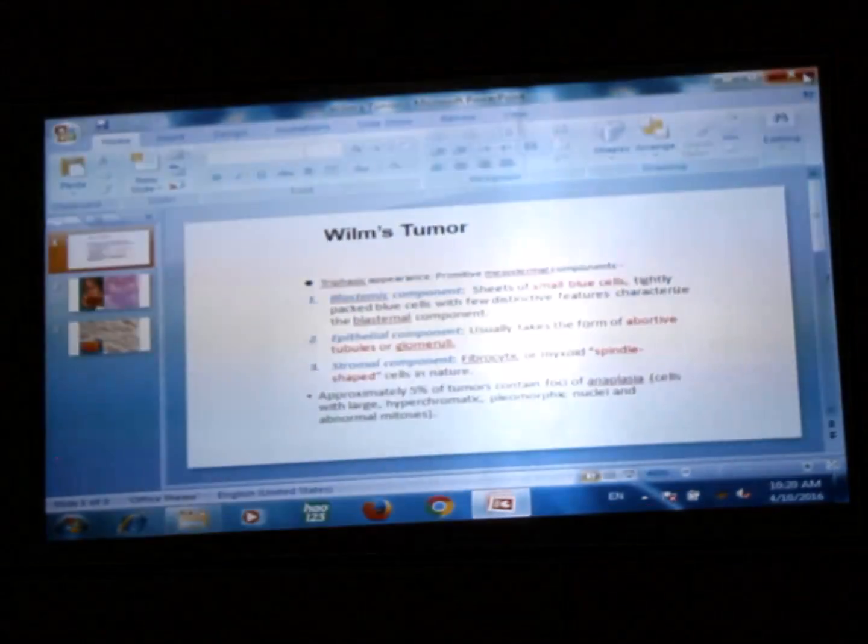This is a slide of triphasic Wilms tumor. The other name for Wilms tumor is nephroblastoma. Okay, nephroblastoma. These are glomerulus-like structures, and tubules. These tubules are the epithelial component. This is the stroma.